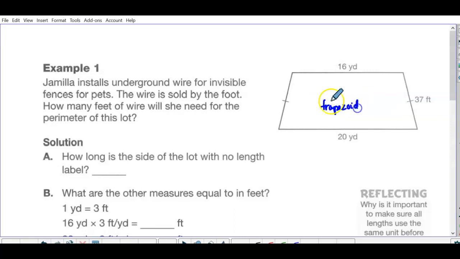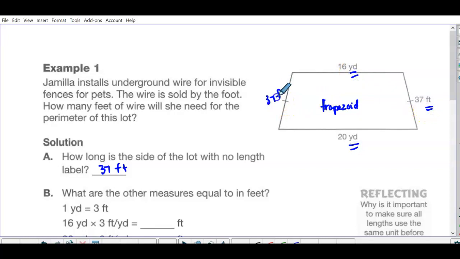We'll talk more about trapezoids and areas of them, but we're just dealing with perimeter. So you add up all the sides. Notice how there's a dash there and a dash there, so that means these are the same. Okay, so I've just basically answered part A. How long is the side of the lot with no length label? It's 37 feet.